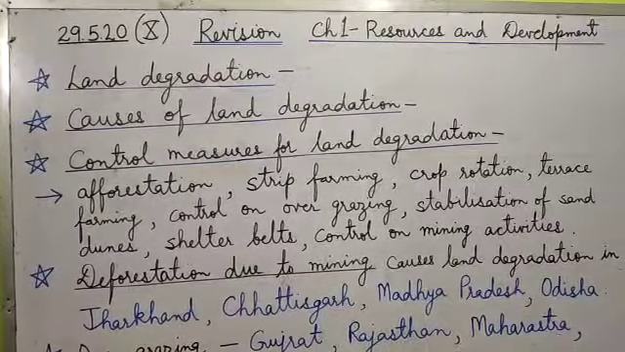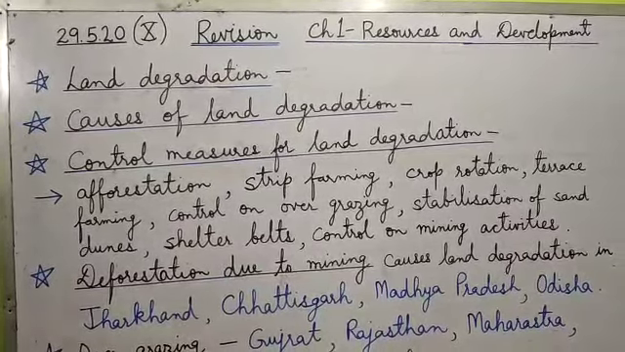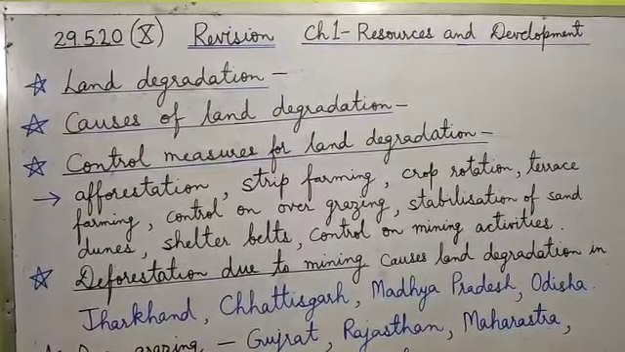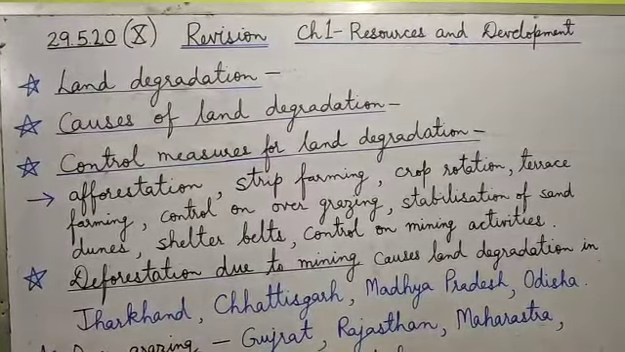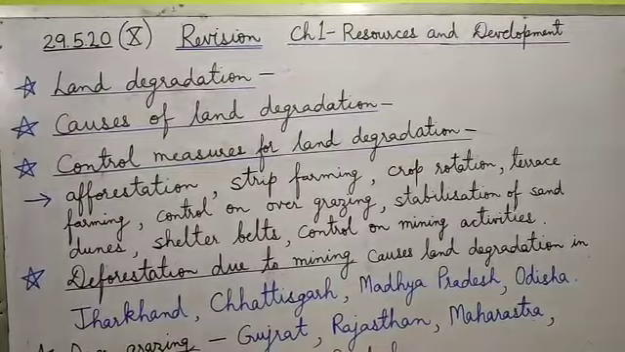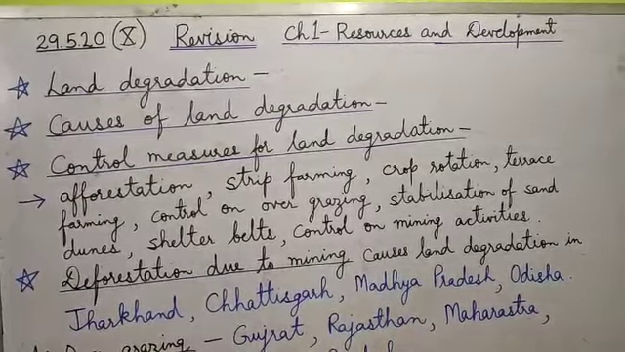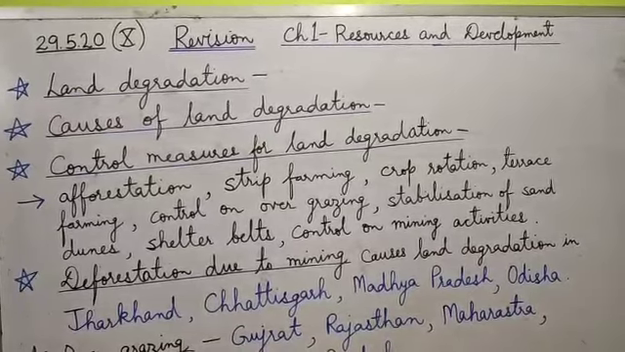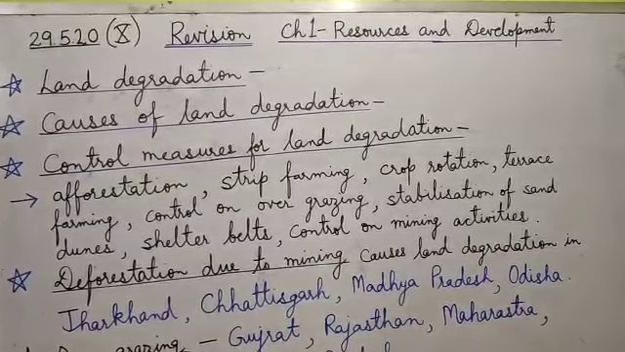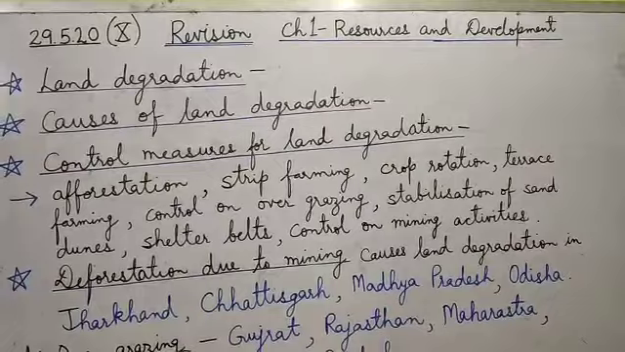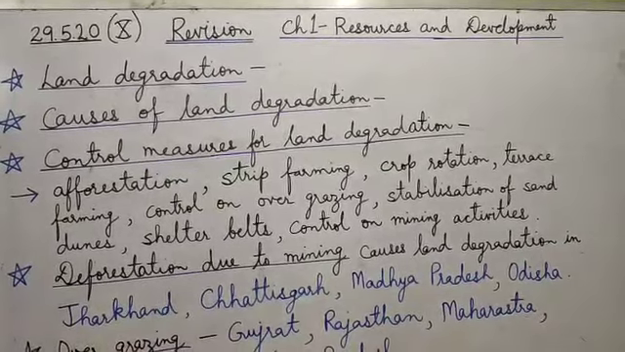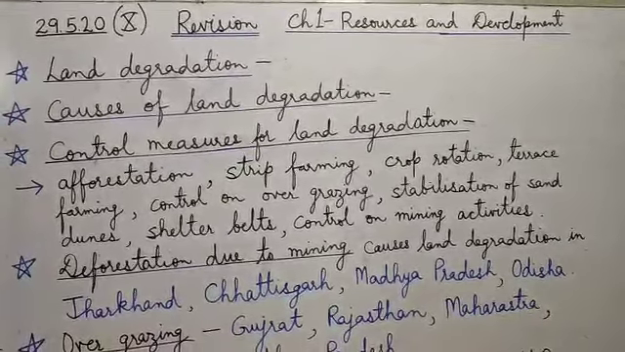Now what does land degradation mean? It means loss of natural fertility of soil due to loss of nutrients, less vegetation cover, changes in the characteristics of soil, pollution of water resources, and changes in the climatic condition because of the imbalance created in the environment. What are the causes of land degradation?